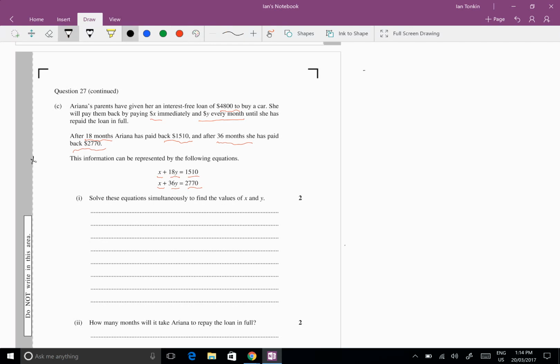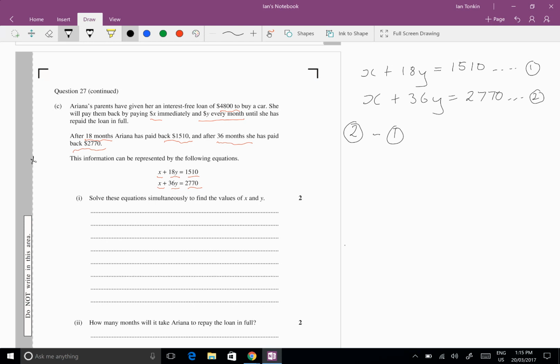So I'm going to rewrite them up here. X plus 18Y equals 1510. Call that equation number 1. And X plus 36Y equals 2770. Now, you can do all sorts of methods for this, but the easiest way to do this one is by elimination. So what I'm going to do is take equation 2 and minus equation number 1 from it. So that'll eliminate the x's.